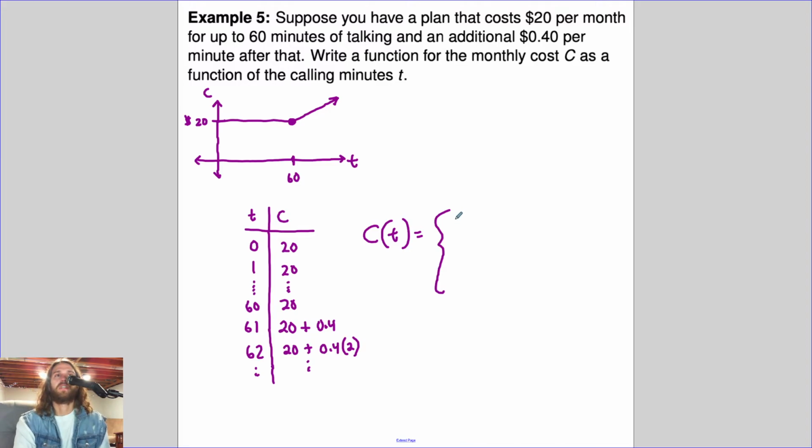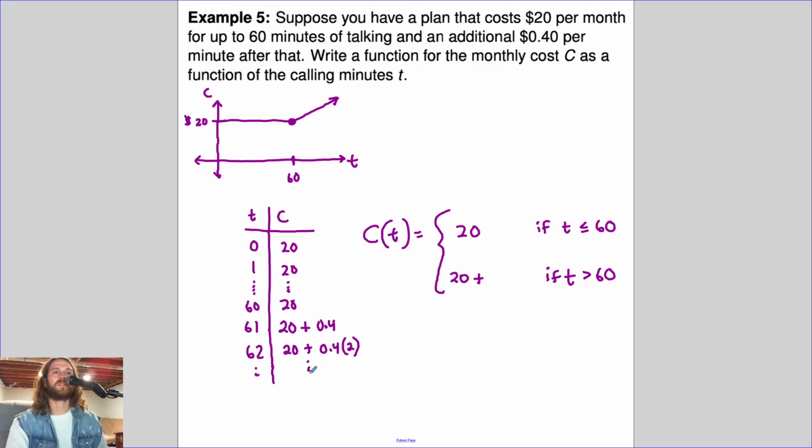The cost C of t is equal to $20 if t is less than or equal to 60. That looks good. So as long as it's less than or equal to 60, we're good. Right? As soon as we start going over that, it's $20 plus, this is if t is greater than 60. Next limit, $20 plus what?